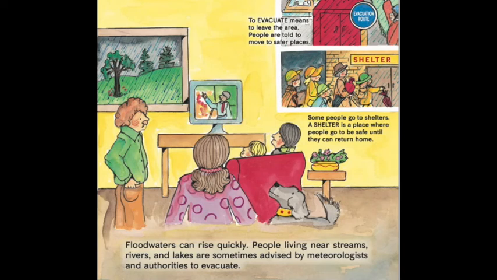Floodwaters can rise quickly. People living near streams, rivers, and lakes are sometimes advised by meteorologists and authorities to evacuate. To evacuate means to leave the area. People are told to move to safer places. Some people go to shelters. A shelter is a place where people go to be safe until they can return home.